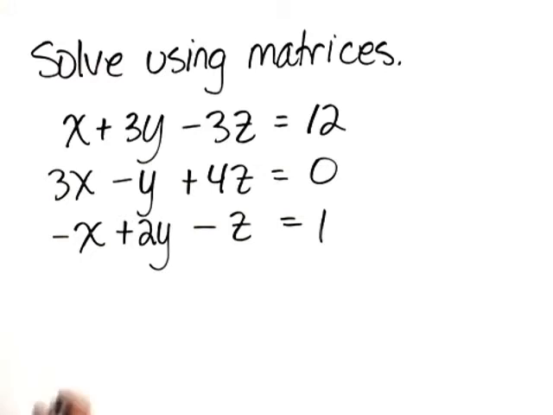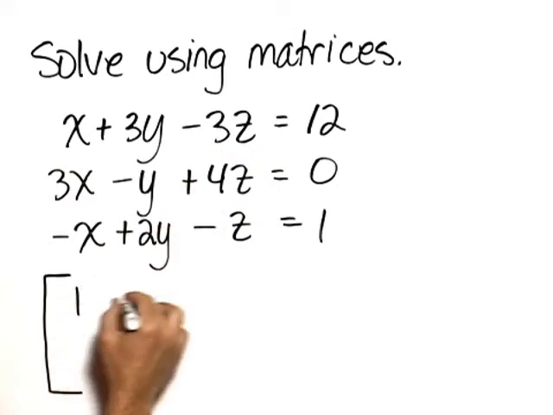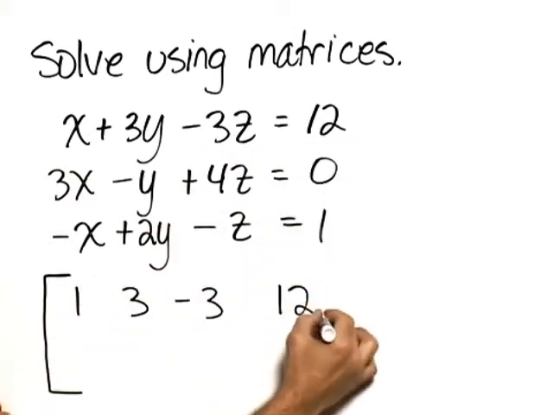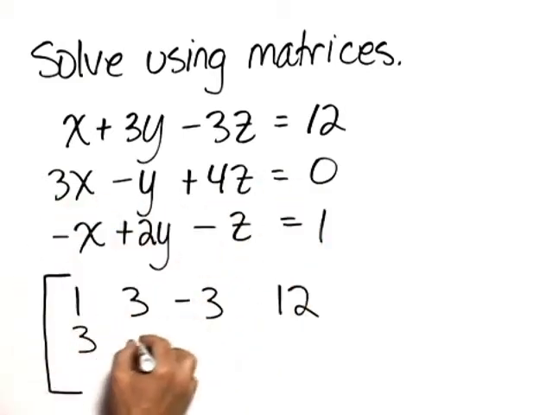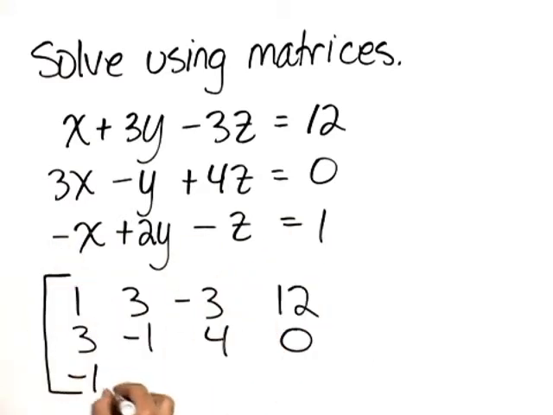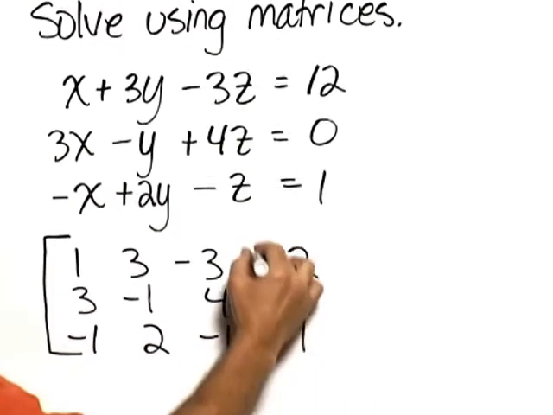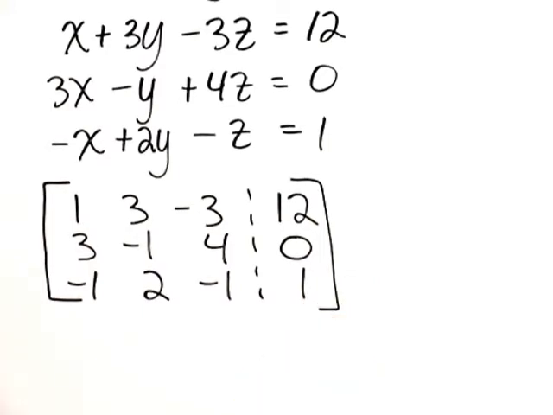So let's write out the corresponding matrix to this system of equations. We take the coefficients 1, 3, -3, the constant 12. Then we take the coefficients for row 2: 3, -1, 4, 0, and then the coefficients for row 3: -1, 2, -1, 1, with our vertical line separating the constants from the coefficients.